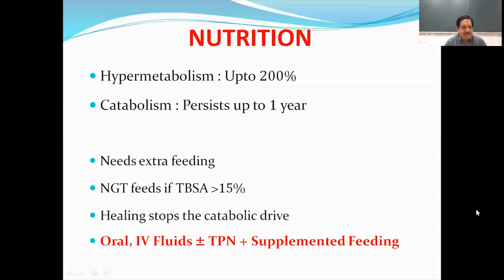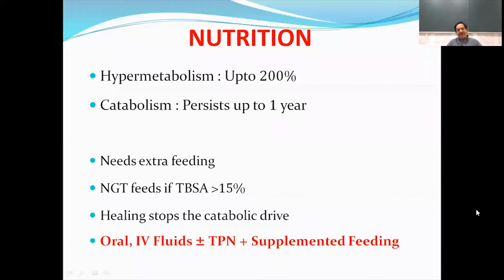You need more nutrition to match the hypermetabolism, which is increased up to 200%, and also to diminish the catabolism. Nasogastric tube feeds are commonly given if the burns are more than 15%. They help in healing and also stop the catabolic drop.